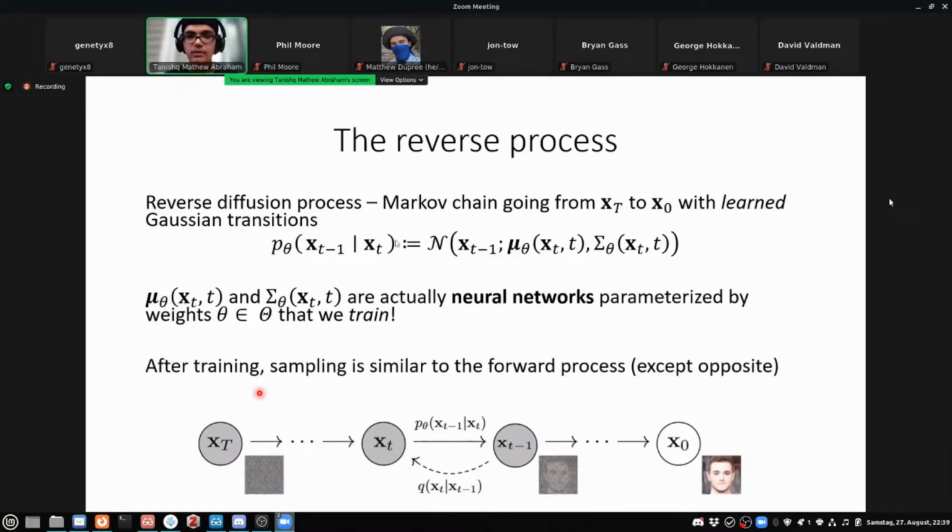Does that make sense? So that's kind of the setup of this reverse distribution process. And now what we're going to discuss is what is the appropriate loss function to get us these neural networks that we are training to give us the reverse diffusion transitions.